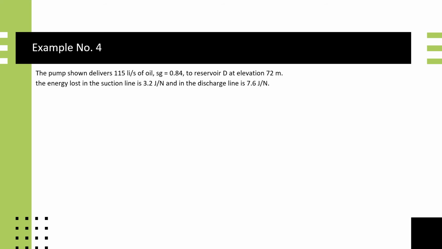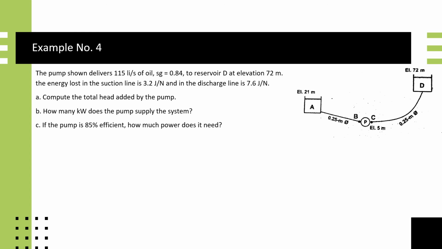Next, the pump shown delivers 115 liters per second of oil, SG is equal to 0.84, to reservoir D at elevation 72. The energy loss in the suction line is 3.2 joules per newton and in the discharge line is 7.6 joules per newton. So, yung joules per newton, joules is equal to newton meter, over newton.